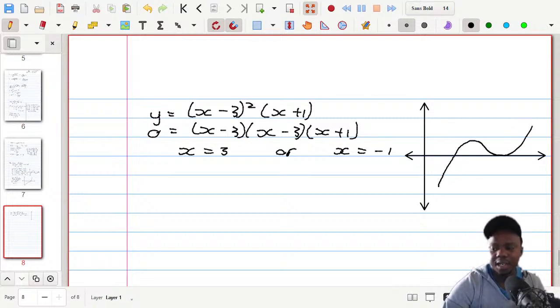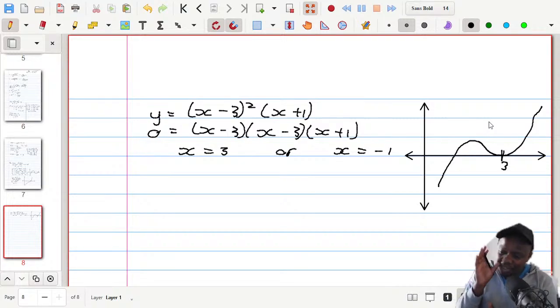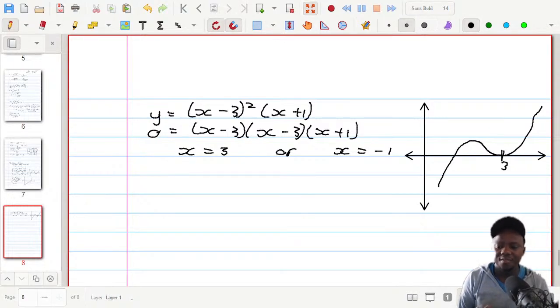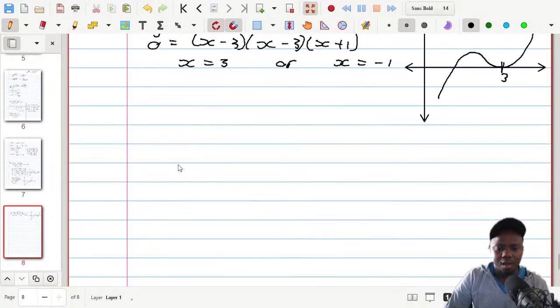So you've got something like that, where your x is equals to 3 is there, and you've got the x is equals to 1. Of course, my shape is a bit off now, but you get the general idea. If two x-intercepts are the same, there is a stationary point or a turning point at that specific x-intercept. Right.